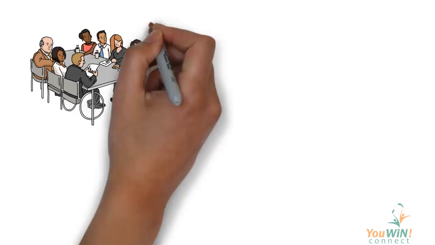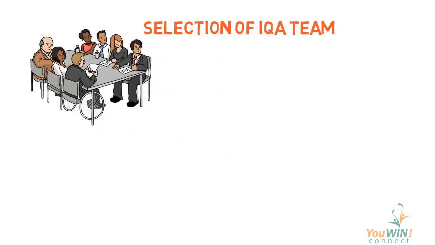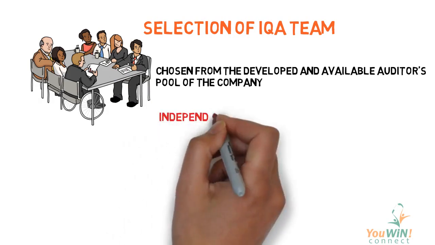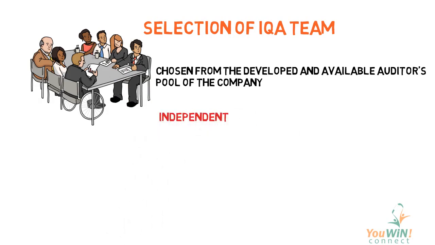Let's look at the criteria in selecting an internal quality audit team. Auditors should be chosen from the developed and available auditors pool of the company. They should be, number 1, independent. From their daily work, auditors should not audit their own team or department. Number 2, they should also be competent. They should have the required skill and attributes. They should meet the requirements.